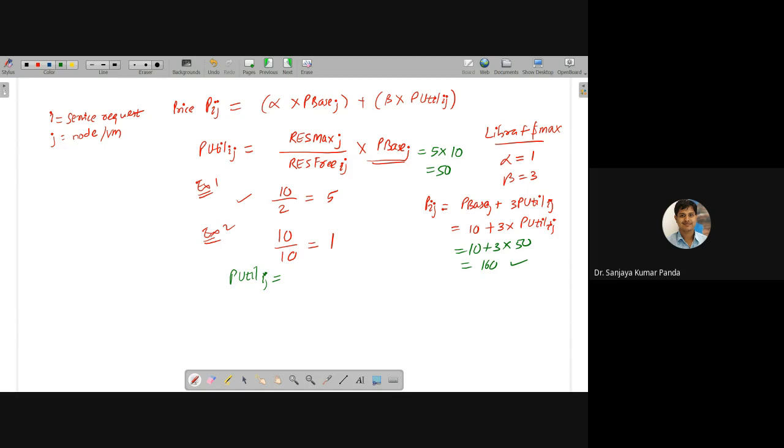P util of ij is 10. Yes, it is 1 into base price. It is 10, so you will get 10. Then what is your Pij value? In example 1, this is for 40. So 10 plus 3 into 10, so you will get 40.